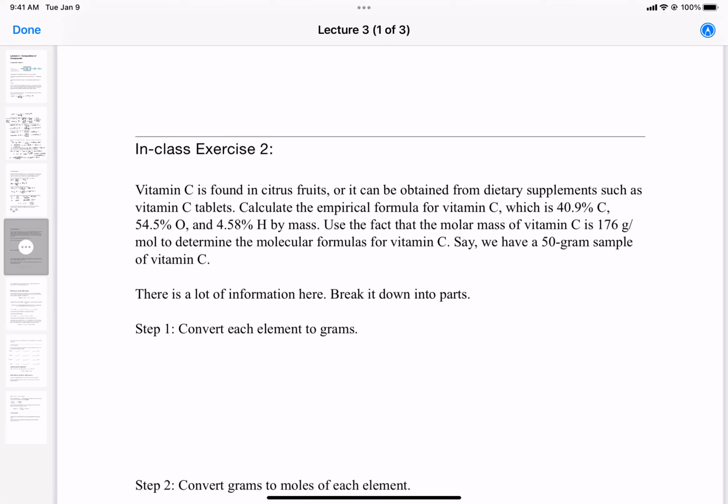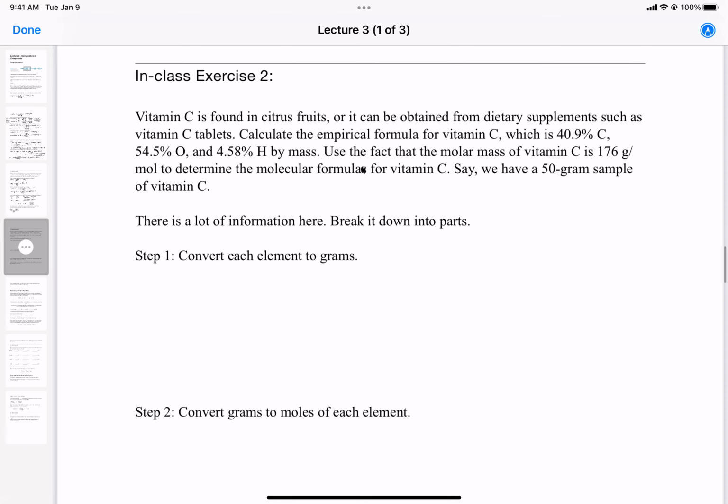The second part of this question is to use the fact that the molar mass of vitamin C is 176 grams per mole to determine the molecular formula for vitamin C. Again, this should say formula, not formulas, for vitamin C. And for this example, let's say we have a 50-gram sample of vitamin C available. So let's break this information down.